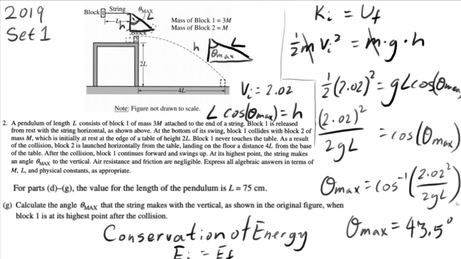43.5 degrees. Make sure your calculator is on degrees and not radians, because AP Physics C Mechanics needs answers for angles in degrees. And that's your answer for part G.